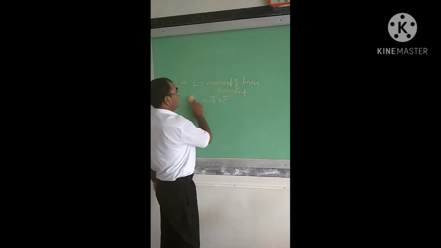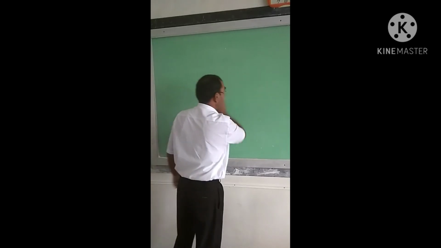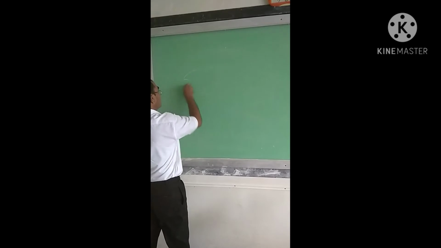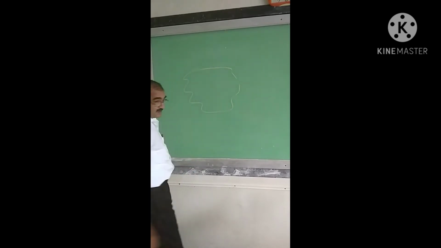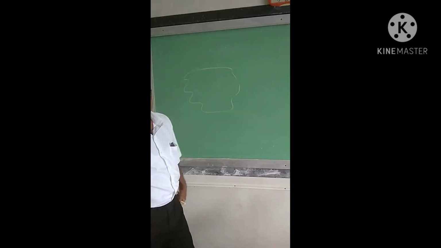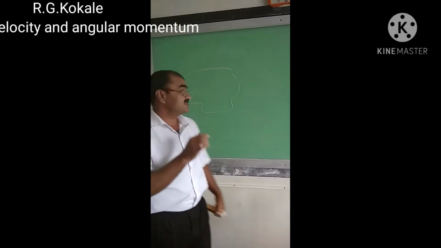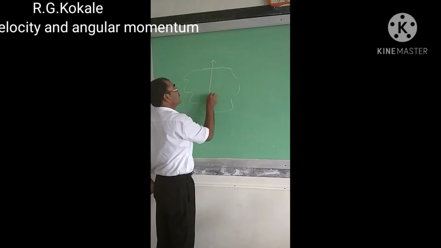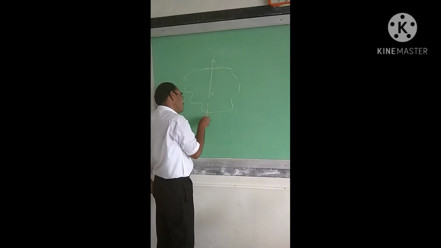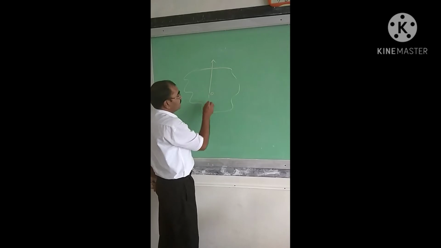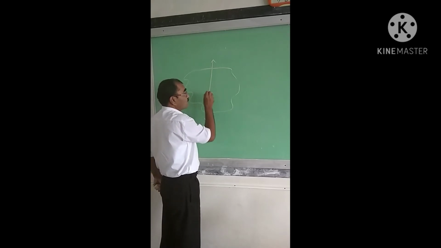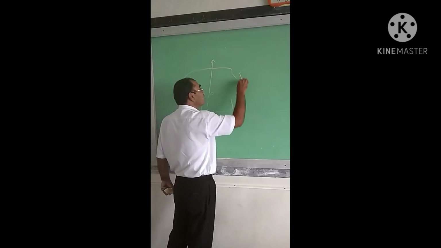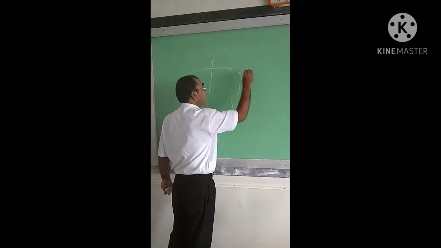Now imagine the rigid body. Consider this is the rigid body. This rigid body is rotating about an axis passing through its center O with constant angular velocity omega.